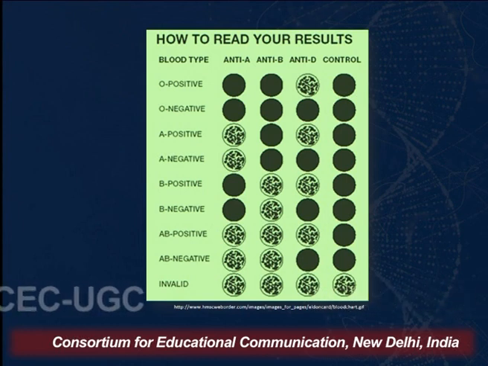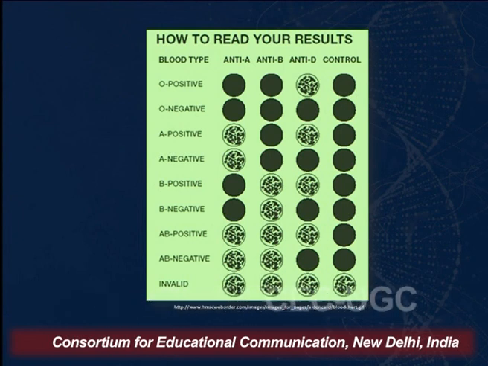In the case of A positive, there will be agglutination in anti-A only, but absent in anti-B, but it is present in anti-D because it is RH positive. In the case of A negative, the reaction will take place only in antiserum A. Then B positive, it will be in anti-B and anti-D. In the case of B negative, it will be present only in anti-B.